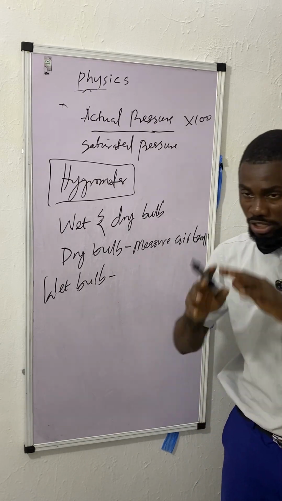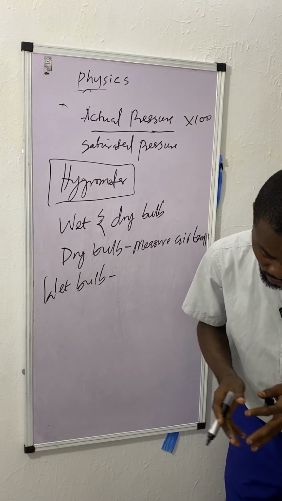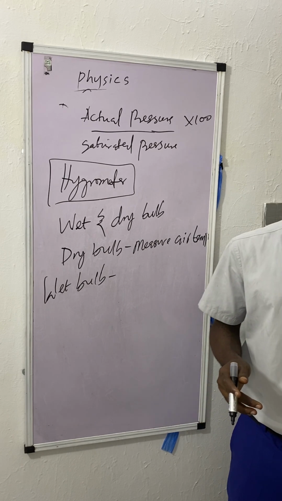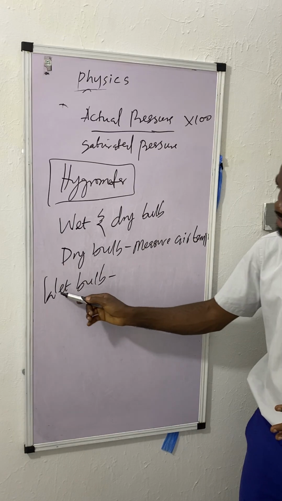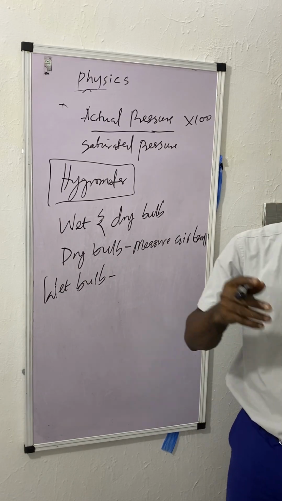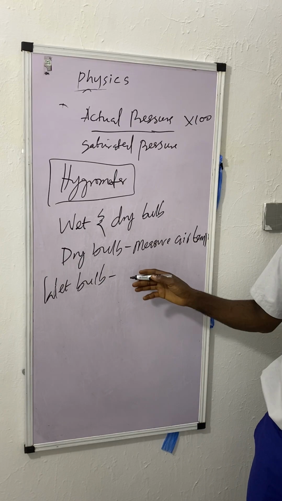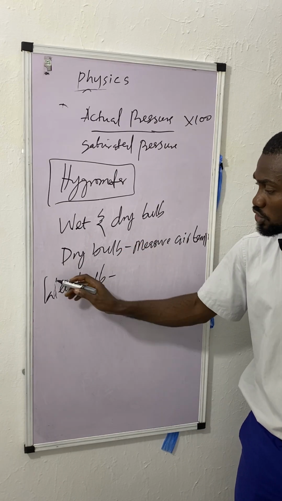The wet bulb is usually covered with wet cloth. It's used to measure vapor. This part measures the vapor, and it's usually covered with wet cloth so that it doesn't evaporate.